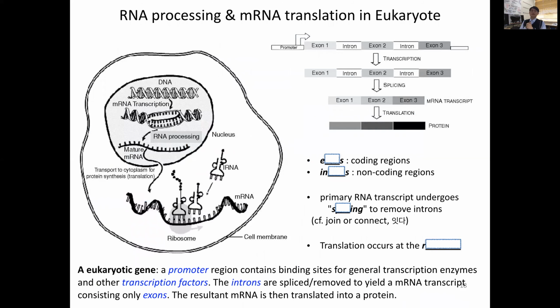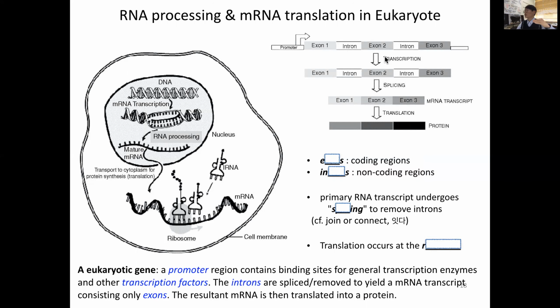So let's see inside the cell. Where does this RNA processing and mRNA translation happen? First, we have to look at the structure of RNA. From DNA, there are promoter regions for transcription. And in fact, not every segment of DNA is a coding region. There are regions not involved in direct coding that we call introns, because they are inserted, probably. And the rest is called exons, which are the coding regions.